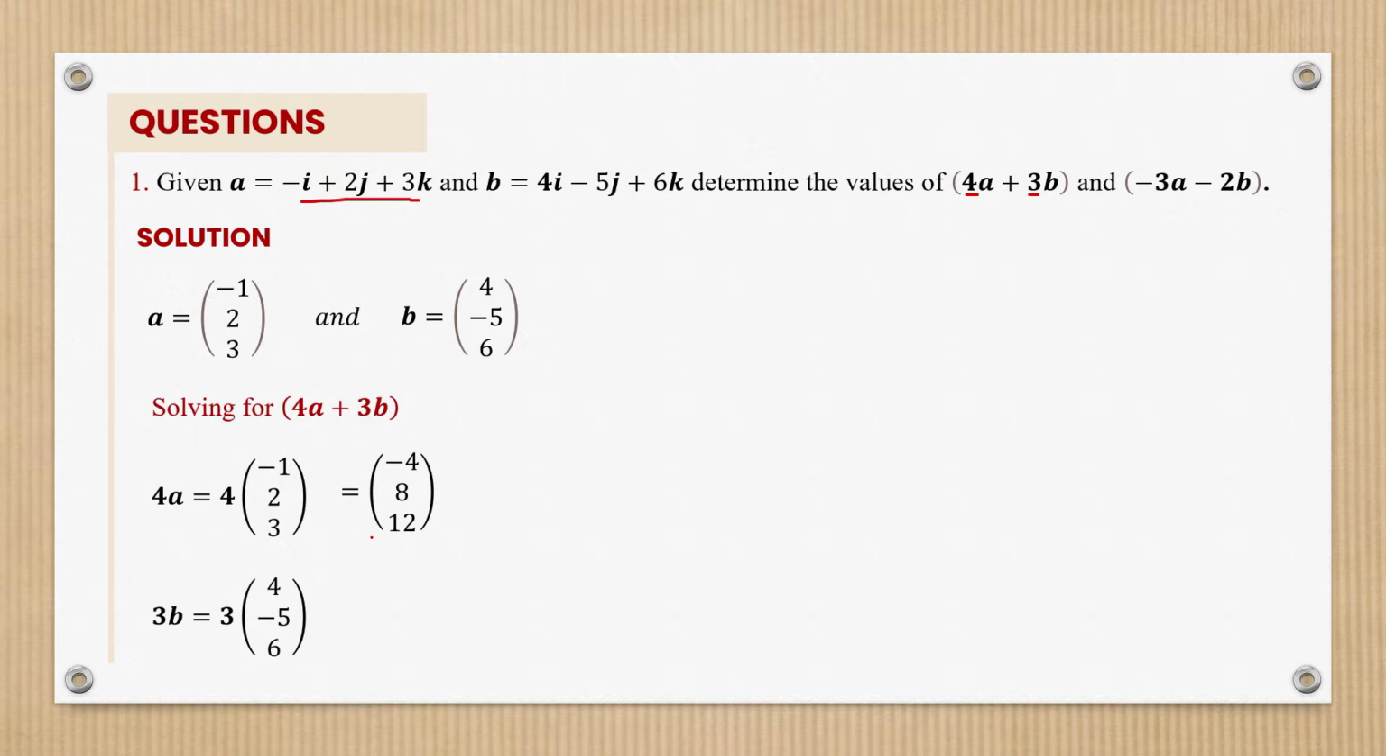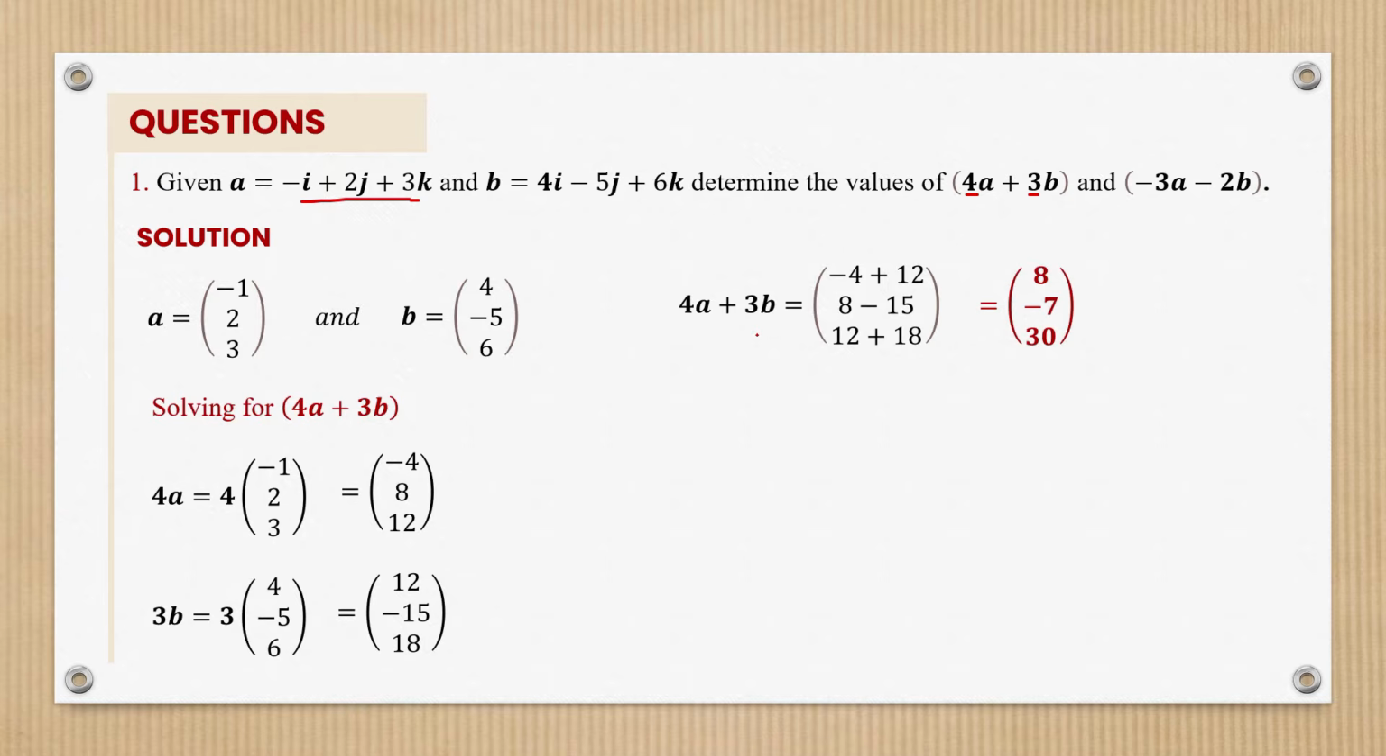Then where we have 3b, we're going to have 3 also multiplying each of the individual components in B. So we're going to have 3 times 4, which is 12. 3 times negative 5, which is negative 15. And 3 times 6, which is equal to 18. Now for 4a plus 3b, we're going to be adding up these new column vectors, the column vector for 4a and the column vector for 3b. Now remember, we're going to be adding each of the individual components. Negative 4 plus 12, which is equal to 8. 8 minus 15, which is equal to negative 7. And 12 plus 18, which is equal to 30. And that's the answer for 4a plus 3b.